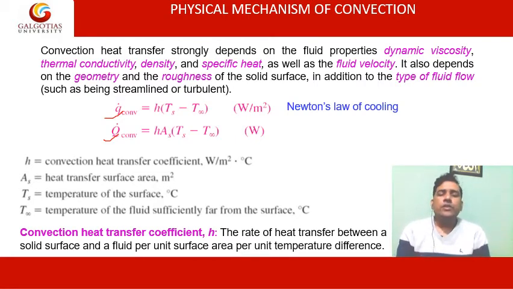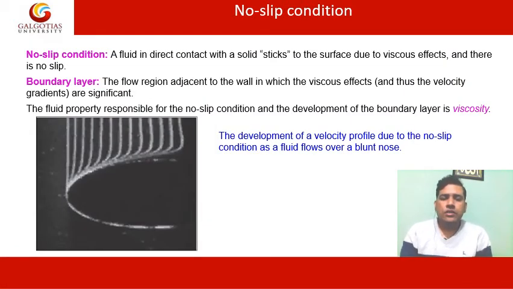Okay, so the convection heat transfer coefficient h, as we have discussed earlier, is the rate of heat transfer between a solid surface and a fluid per unit area per unit temperature difference. And there is one more condition: when a fluid is in direct contact with a solid, it sticks to the surface due to the viscous effect, and this condition is called the no slip condition.